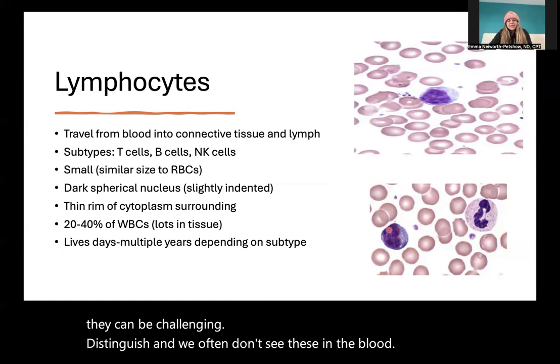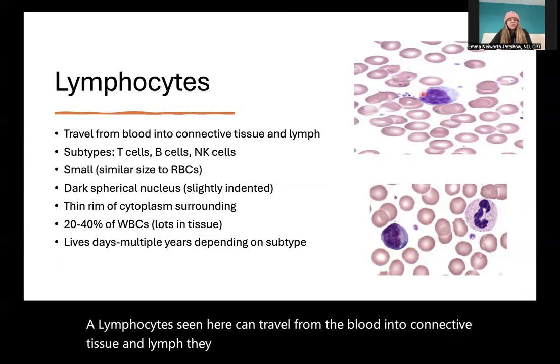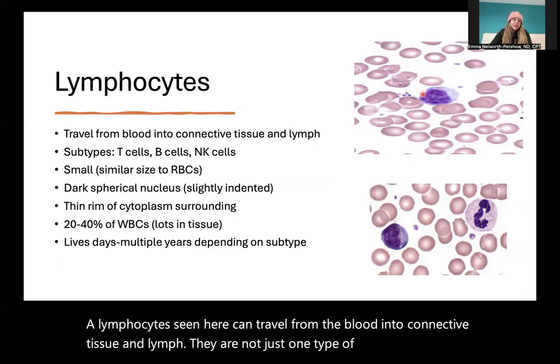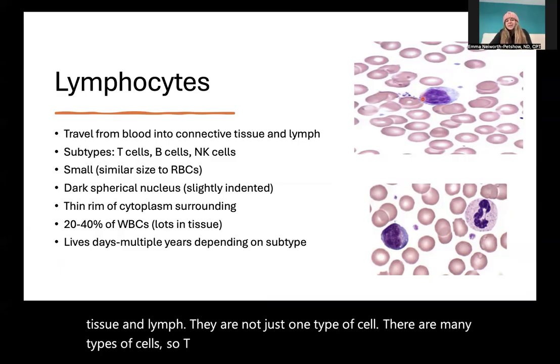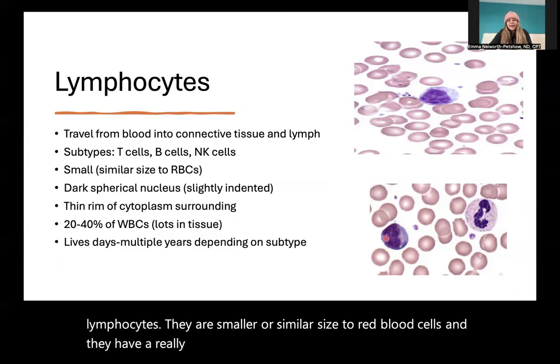A lymphocyte, seen here, can travel from the blood into connective tissue and lymph. They are not just one type of cell, there are many types of cells. So T cells, B cells, and natural killer cells all would be lymphocytes. They are smaller or similar size to red blood cells, and they have a really dark spherical nucleus that has a slight indent to it.